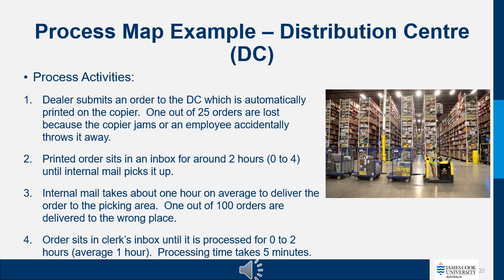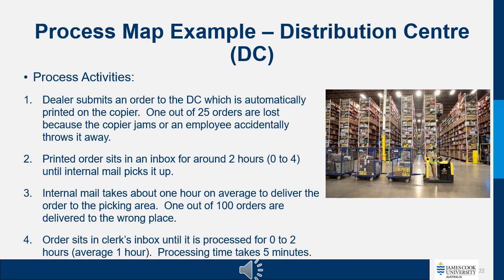Let's have a look at an example, right? So this is a warehouse, for example. There are process activities going on. For example, dealers submit an order to a distribution center, which is automatically printed on the copier. One out of 25 orders are lost because the copier jams or something. The printed order sits in an inbox for around 2 hours, between 0 to 4, until internal mail picks it up. Internal mail takes about 1 hour on average to deliver the order to the picking area. 1 out of 100 gets to the wrong place.